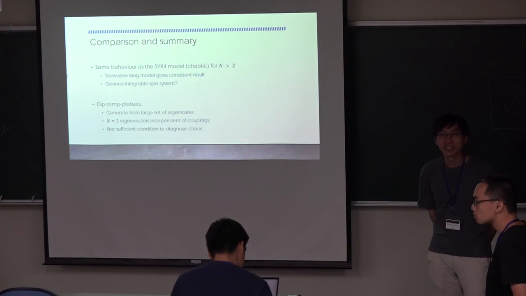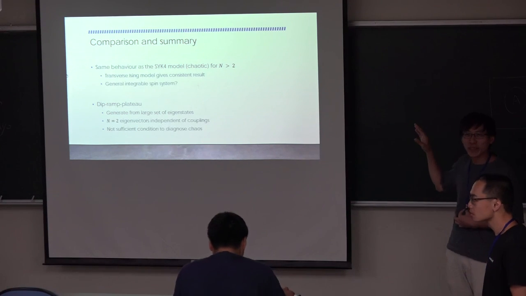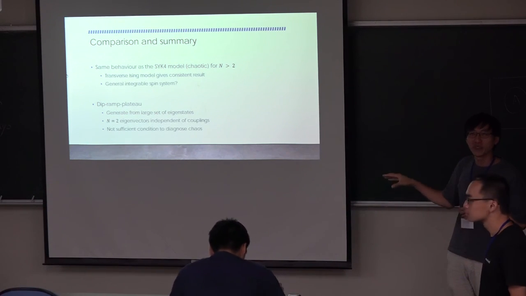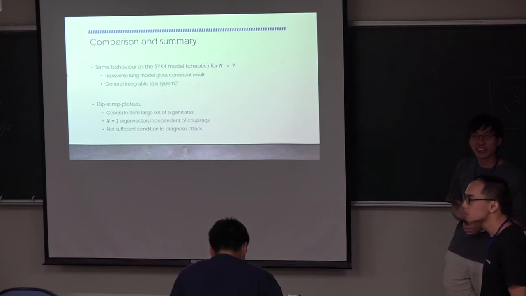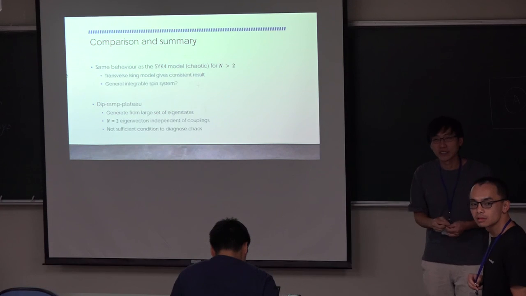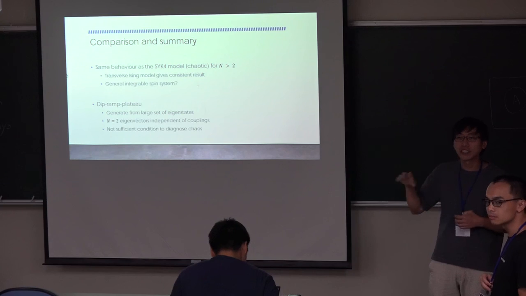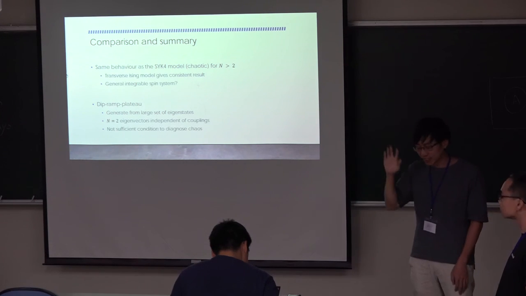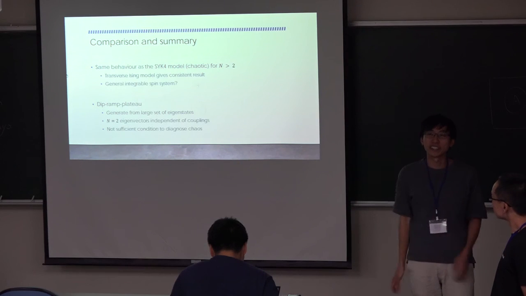But the surprising thing is that random matrix theory is believed to be a tool to diagnose chaos. And we know SYK2 is not chaotic, because it's integrable. Yet it is defined as a random matrix. So we are just saying that the spectral form factor may not be a good way to tell whether the system is chaotic or not.